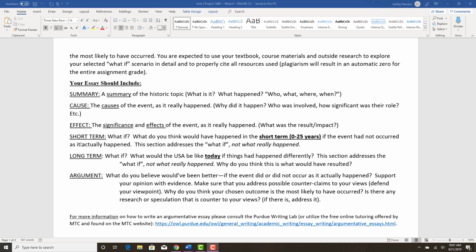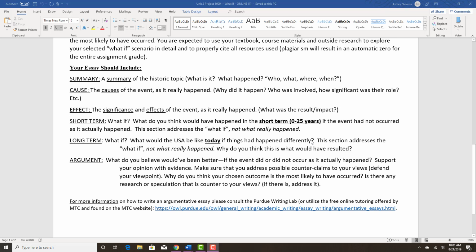Then you get into the bulk of your essay. The bulk of your essay is going to be looking at what you think would have happened in the short term. So again, if you choose World War I or World War II events, what would have happened within that time period and within 25 years of World War I or II. And then you're going to look at what would have happened in the long term. So this is what would have happened today.